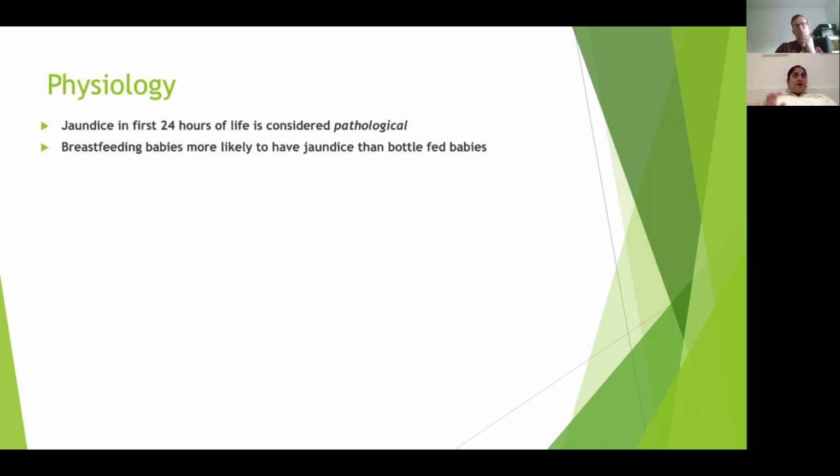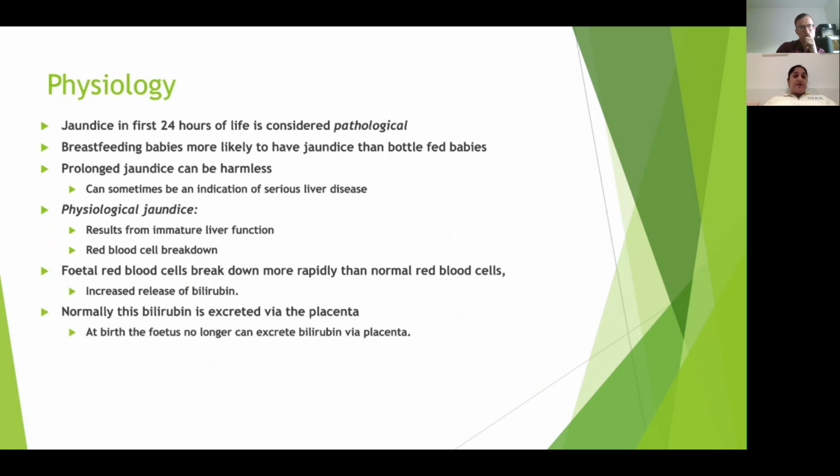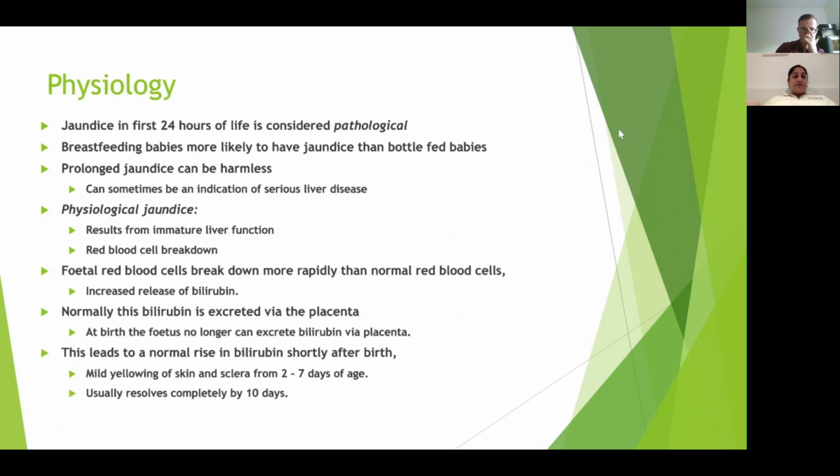Jaundice that occurs within the first 24 hours of life is considered pathological. That's really important. So anytime you see a baby who has jaundice and they're less than 24 hours old, that is something really important to be aware of. Babies that are breastfeeding are more likely to have jaundice than babies that are bottle fed. I think this is to do with proteins in the breast milk that are more difficult for the liver to break down due to the immaturity of the liver in babies. Prolonged jaundice can be harmless, but it can also be an indication of severe liver disease, and that's something we'll focus on a bit later.